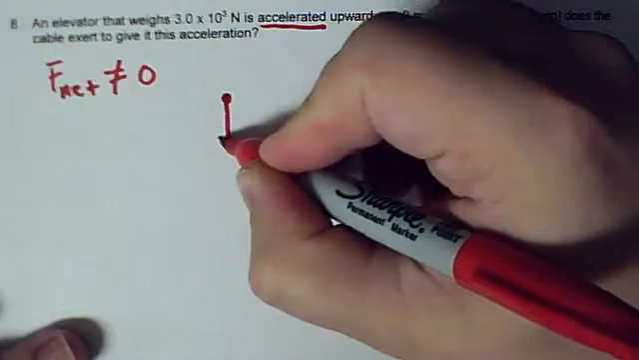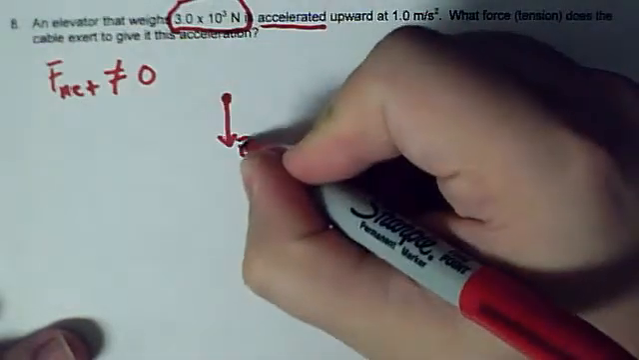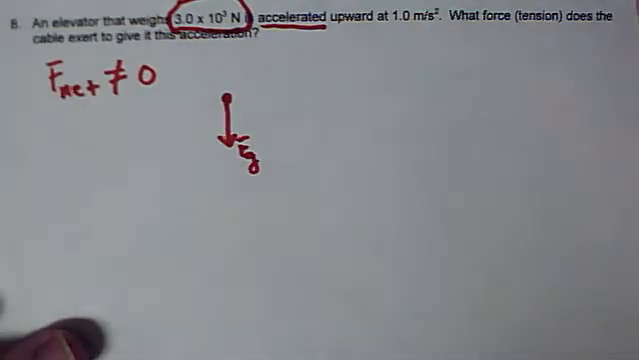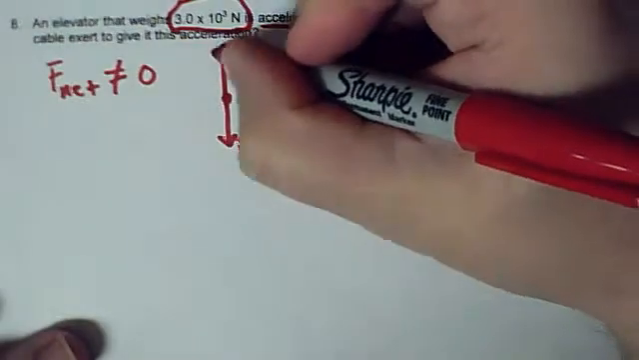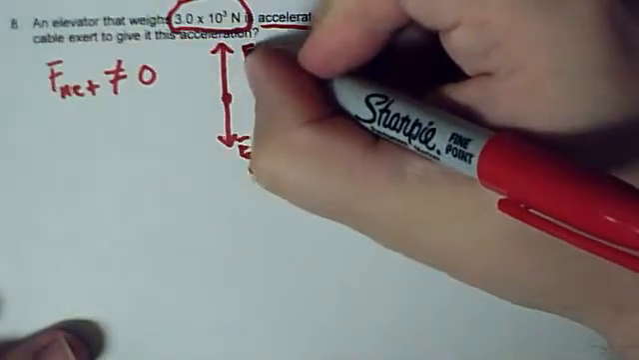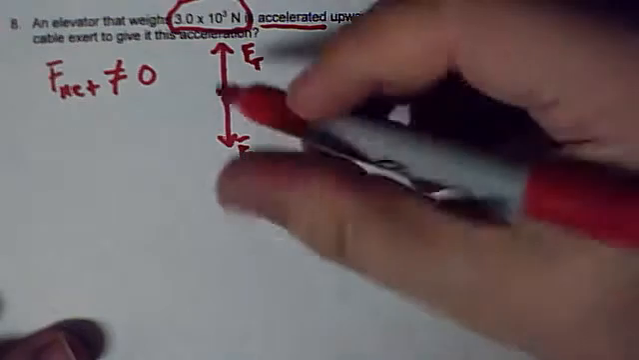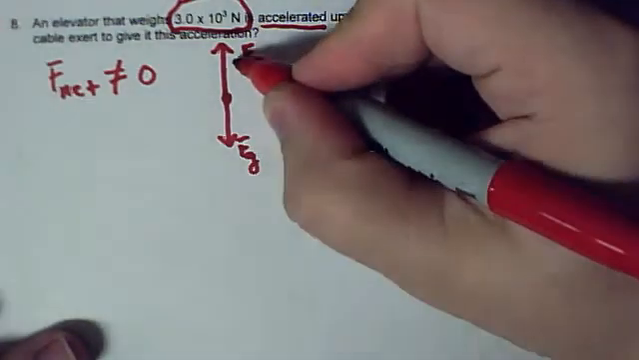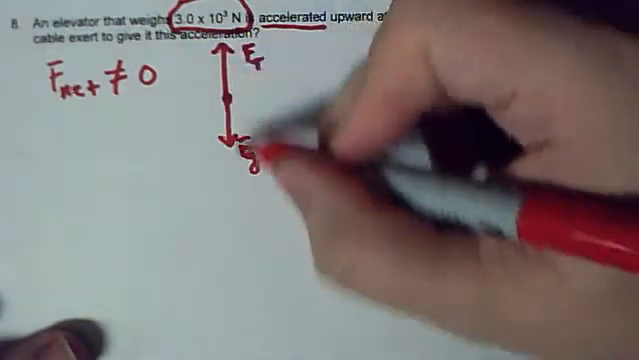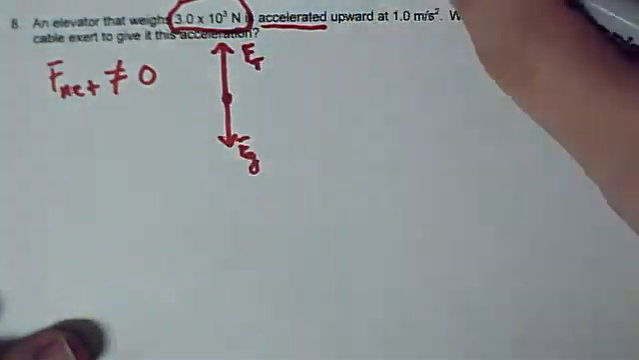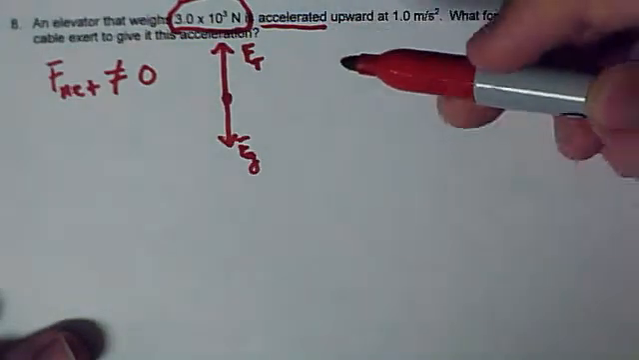I have 3.0 times 10 to the third newtons, which is the force of gravity, the weight of the object down, and it's being accelerated upwards, so that means there is a force going up, and that is that tension force. Now that tension force must be greater than the force of gravity, otherwise it wouldn't be accelerated. We know that they have to cancel out some because they're in opposite directions, but this one has to be larger because the net force is not 0.